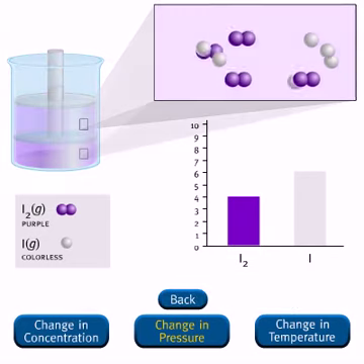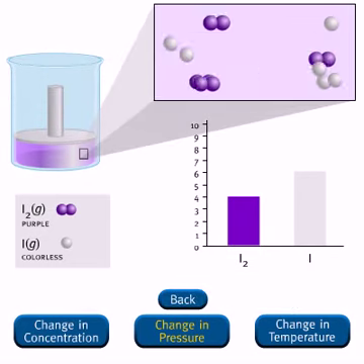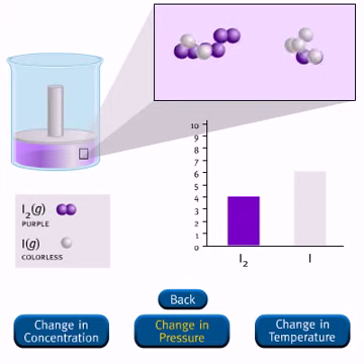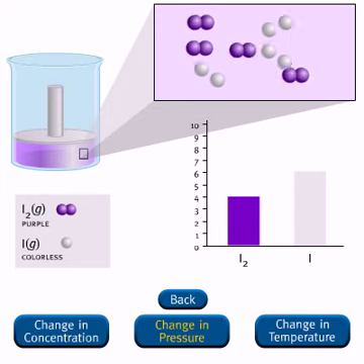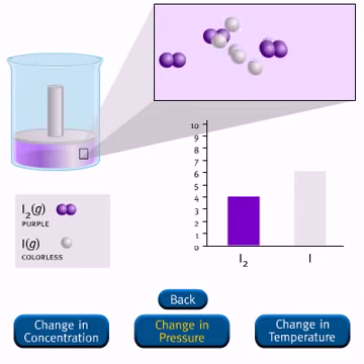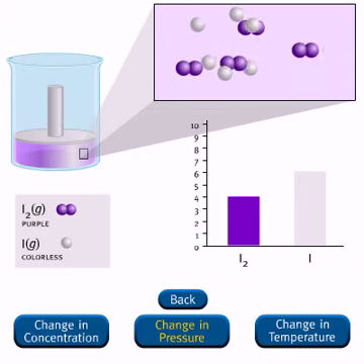You have increased the pressure by decreasing the volume of the container. The system can partially offset this stress by decreasing the moles of gas. Recall that pressure is directly proportional to the moles of gas.